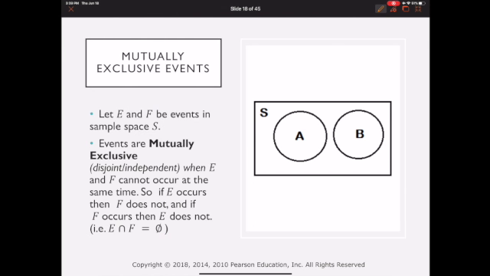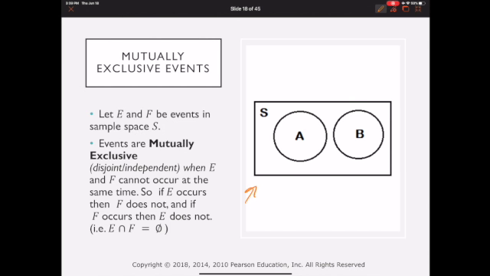Let E and F be events in a sample space S. Events are mutually exclusive, also called disjoint, when E and F cannot occur at the same time. That means if E occurs, F does not, and if F occurs, E does not. And their intersection is going to be empty, right? Here we have them represented with a Venn diagram like we did in chapter 5, and we see that these events do not overlap.